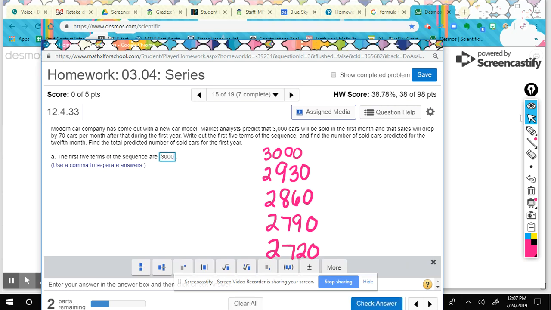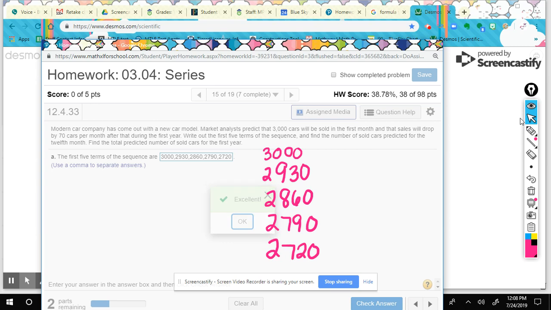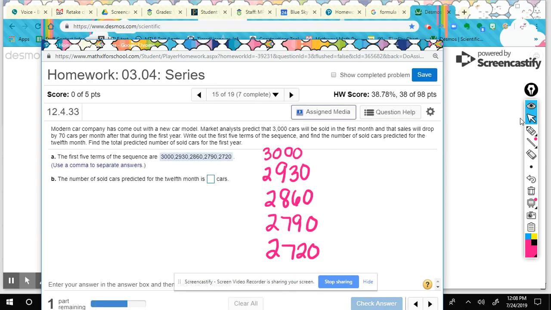So 3,000, comma, 2,930, comma, 2,860, comma, 2,790, comma, 2,720. Correct. Yay. Okay. Now they want the number of cars predicted for the 12th month.